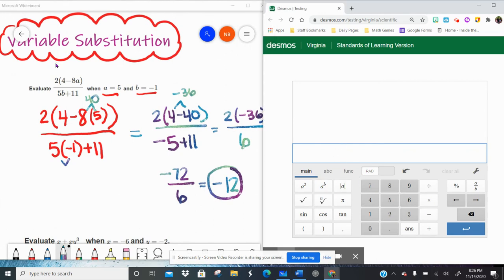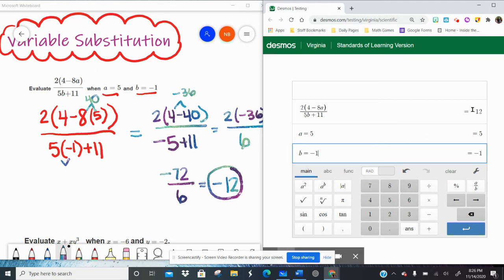So I'm going to type in the expression the way that I see it. I'm going to do 2, and then I'm going to divide it by, so that way I can have a top and a bottom. So it's 2 parentheses 4 minus 8a on the top, and then 5b plus 11 on the bottom. Then I hit enter to get a new line. Now I'm going to tell the calculator that a is 5 and b is -1.